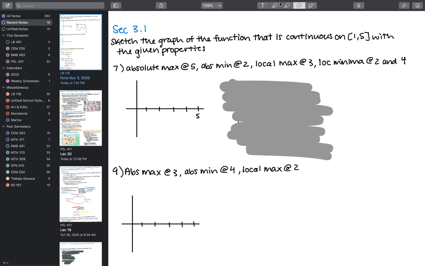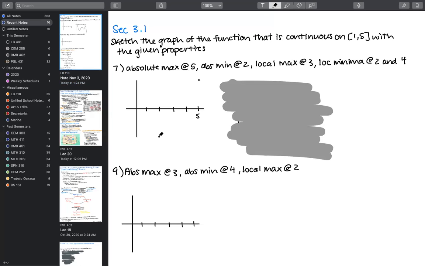So here I've got an alternative graph, but I'm going to go through plotting these out with you guys as if you were to do it on your own. So starting with our absolute max, we don't care what the function value is, just that relative to the rest of the function values, we want it to be the greatest. Our absolute min is going to be at 2, so I'm going to put that all the way down at the bottom of the graph.